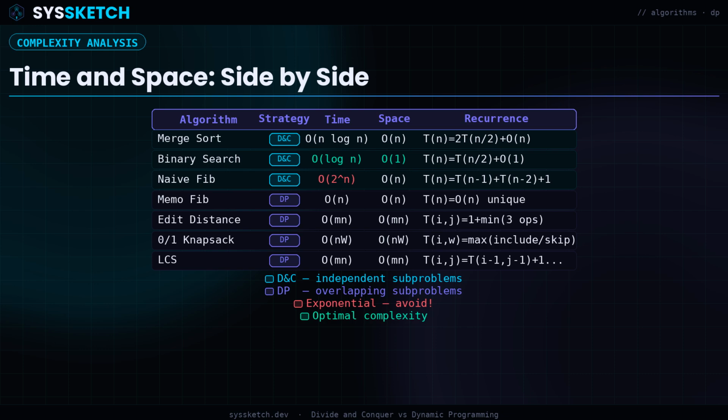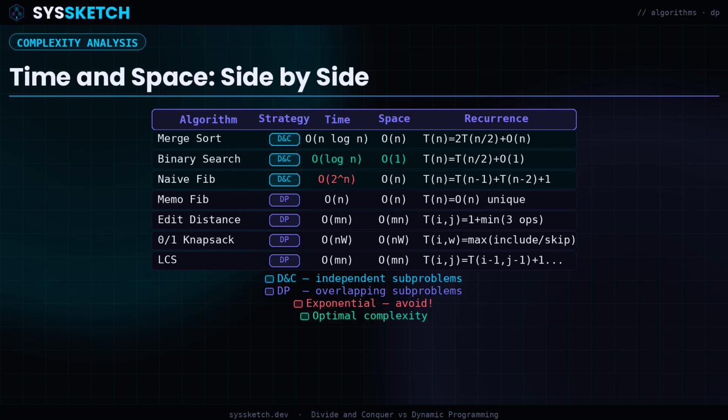Edit distance and longest common subsequence both run in O of m times n time and space. 0/1 knapsack runs in O of n times W. All of these trade space for a massive time saving over exponential brute force. Recognizing which type of problem you're facing before writing any code is a critical skill.